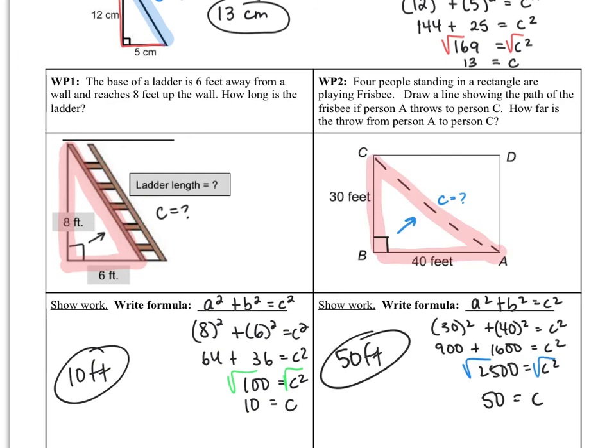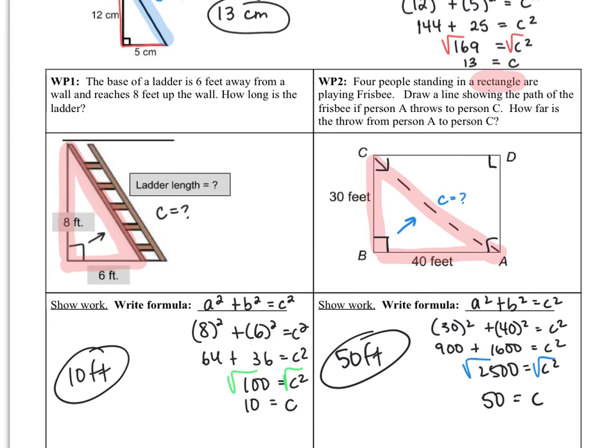So in this example, we have 4 people standing in a rectangle playing frisbee. We're going to draw the line showing the path of the frisbee if person A throws to person C. And so that's this dashed line segment right here. By drawing that in, we can see that we've created this right triangle because since we're told that we're standing in a rectangle, we're allowed to assume that all of these corners would be right angles because that's true in rectangles.